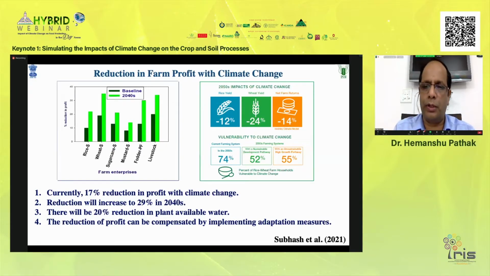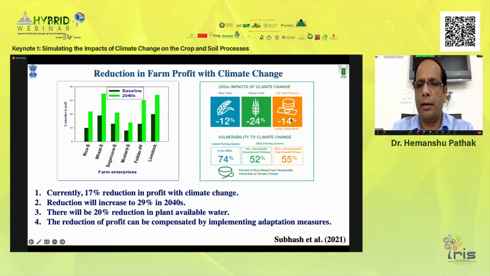And my previous speaker was extensively talking about water, which is so important for agriculture and, of course, human society. But of course, our study also shows, and I shall talk a little bit more about it, that this reduction of profit can be compensated by implementing some of the adaptation measures.